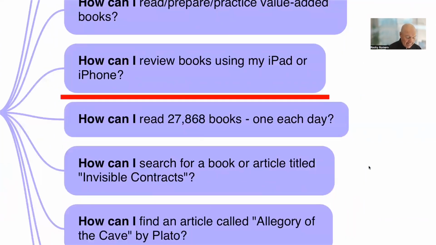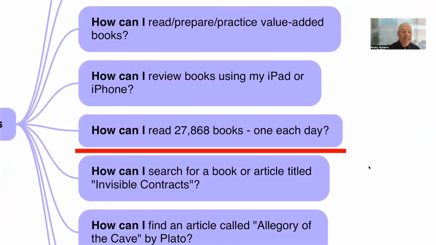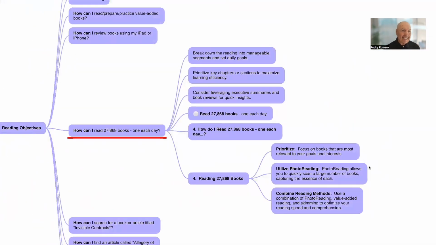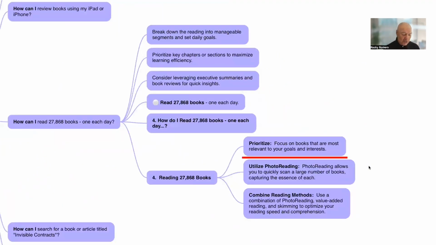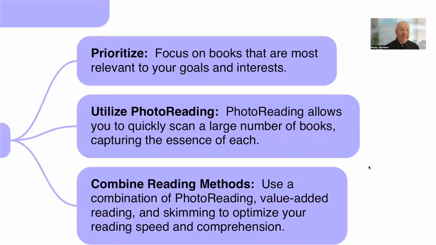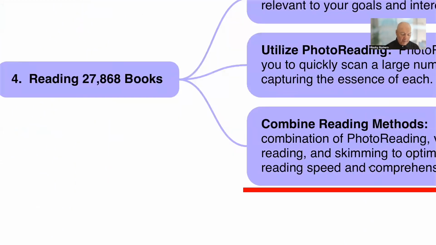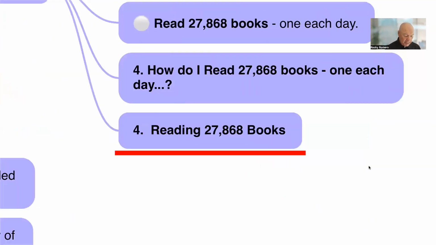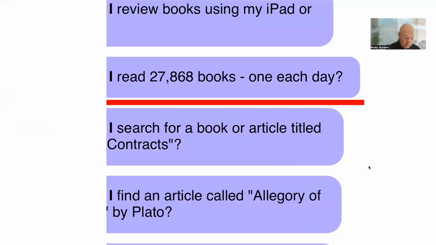So can I read 27,000 books in my lifetime? I thought, how many more days would I have in my lifetime? I guessed and I calculated. If I read one book a day, that would be 27,000 books. It's an aspiration, certainly a very challenging one, but I can do it by prioritizing the books, utilizing photo reading, and combining different reading methods, like photo reading, syntopic reading, and speed reading.